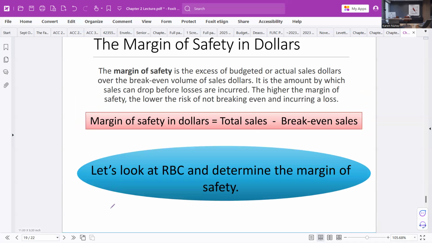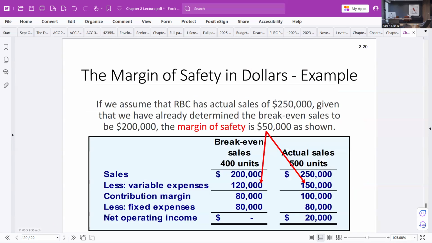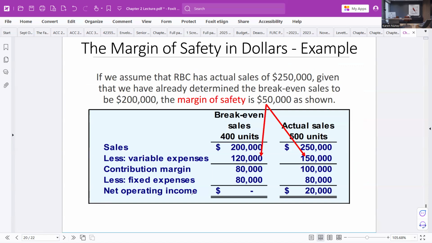And then the last thing that we look at here is what we call the margin of safety. The margin of safety is the cushion, the difference between where you're at and the break-even point. So we're looking at the excess of the budgeted or the actual sales over the break-even point. That'll tell us how much cushion we have. In this case, these are actual sales of $250,000, and the break-even sales are $200,000.